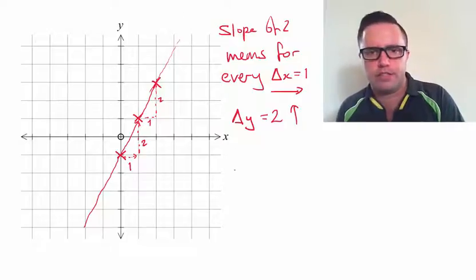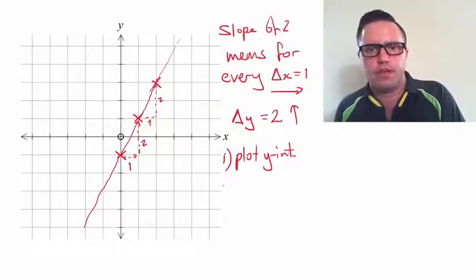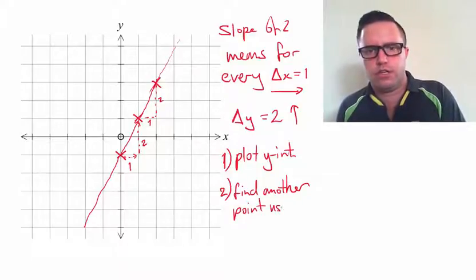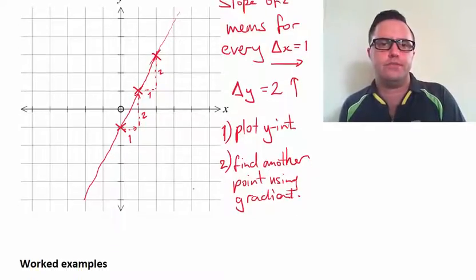Okay, so step 1 is you plot the y-intercept. Then step 2 is that you find another point using the gradient. Okay, so quite easy to do.